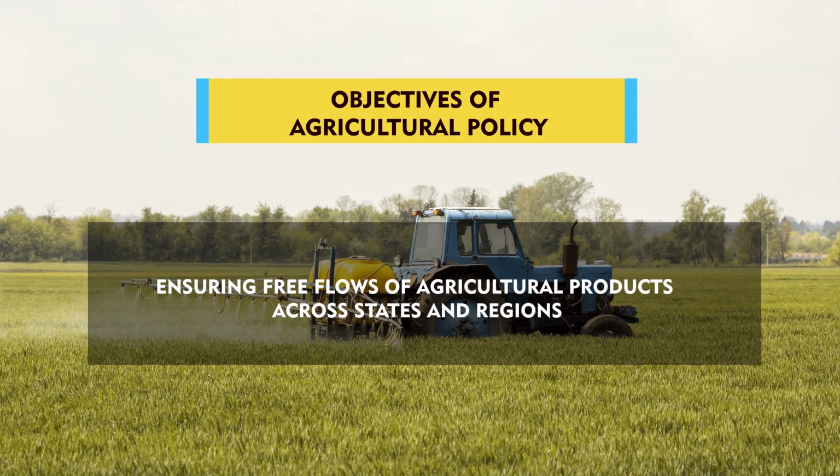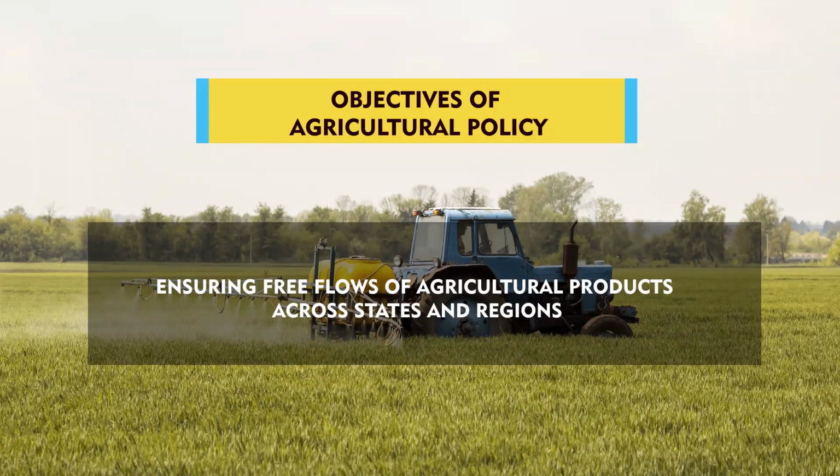Then ensuring the free flow of agriculture products across the states and regions. This is another objective, because production is very region specific and season specific, and we have to make this production available throughout the year and in other parts of the region. For that, we have done a lot of improvement in the marketing system, or marketing reforms, in the country. So these are the important objectives in the agriculture sector.